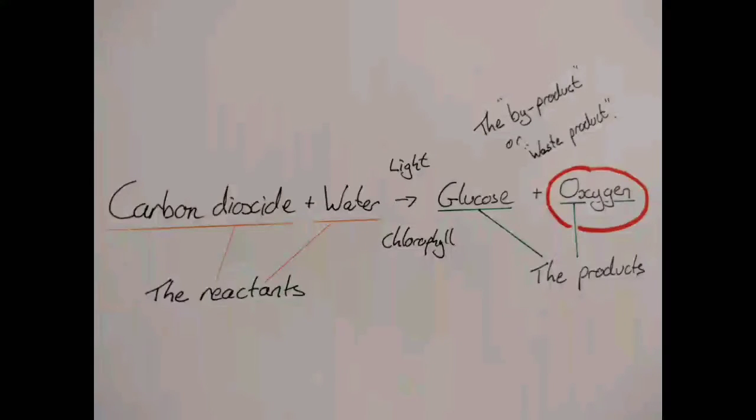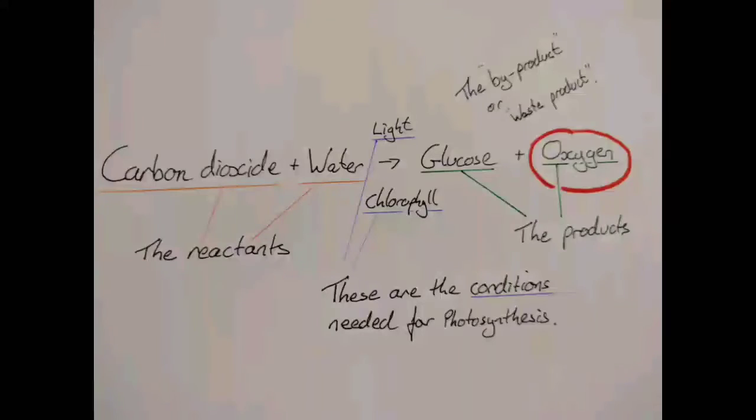Now occasionally you might hear someone refer to oxygen as a waste product or a byproduct, and that's because the plant doesn't hold on to it, it just releases it into the air. And finally, if you're ever asked about the conditions needed for photosynthesis, they are light and chlorophyll.